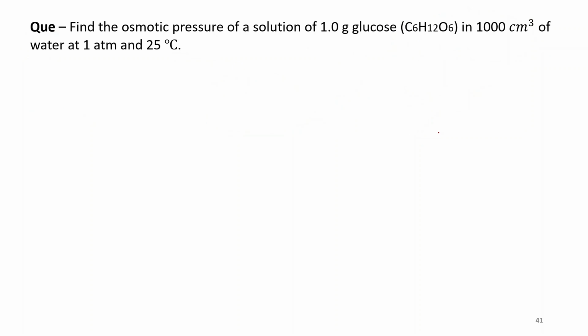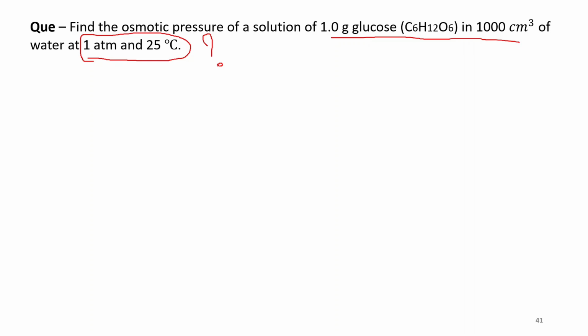So next is to find the osmotic pressure of a solution of 1 gram of glucose in 1000 centimeter cube of water at 1 atm and 25 degrees Celsius. We need to calculate the osmotic pressure of the solution, and the solution is formed by adding 1 gram of glucose in 1000 centimeter cube of water.